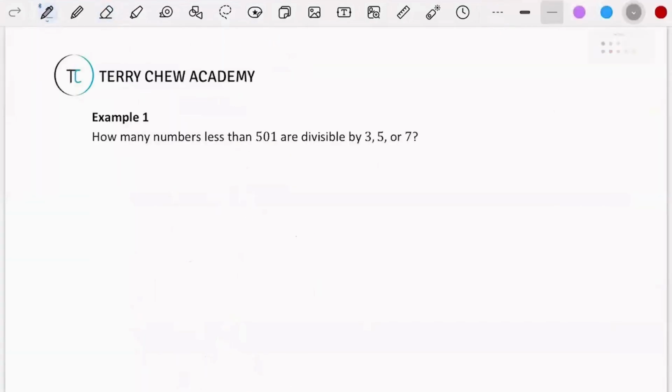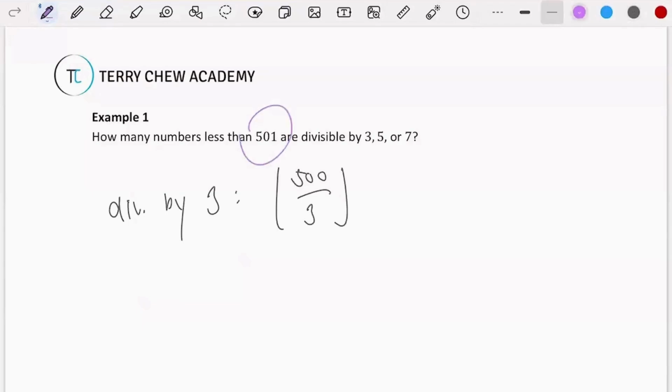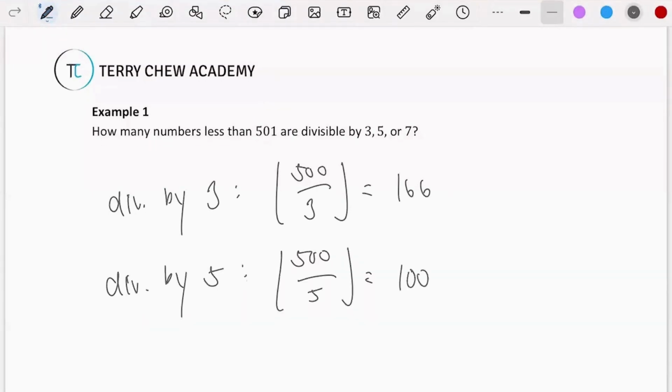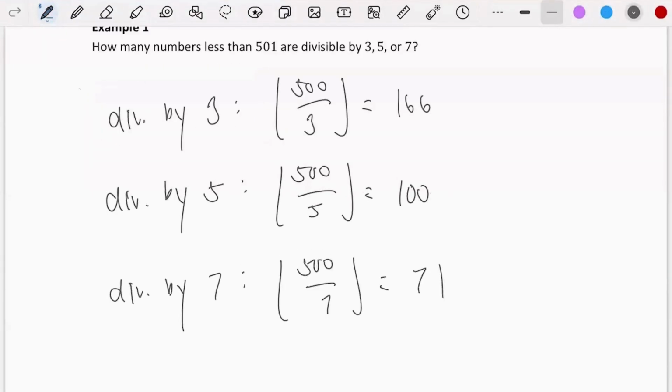So if I want to find the number of numbers divisible by 3, it's just 500 divided by 3. I don't divide 501 because I want the numbers less than 501, so that's 1 to 500. So this one is 166. There are 166 numbers that are divisible by 3. If we do the same for 5 and 7, there are 100 numbers divisible by 5 and 71 numbers divisible by 7.